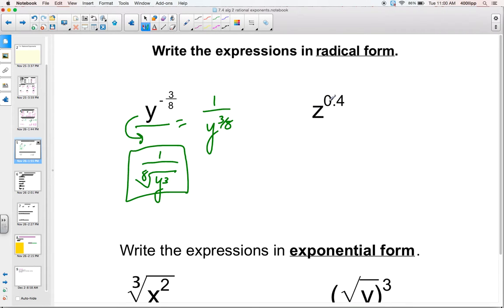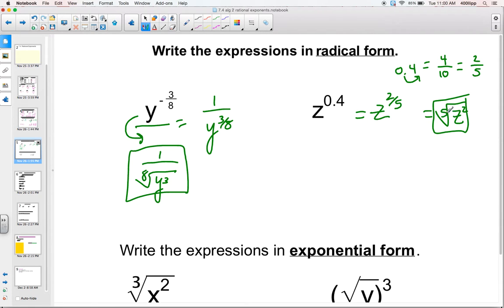Okay, z to the 0.4. So we have to remember to convert 0.4 to a fraction, so we move the decimal over one time. We're left with a 4 over 10. I put it over 10 because I moved it one spot to the right. Reducing 4 over 10, a 2 goes into both of those, so I'm left with a 2 over 5. So this is the same as writing z to the 2/5. Okay, and writing that in radical form, we do power over root. My root is a 5, 5th root of z squared. You can write it like this, or you can write it as the 5th root of z with squared on the outside. Either way is good.